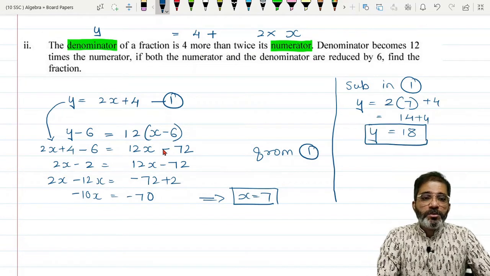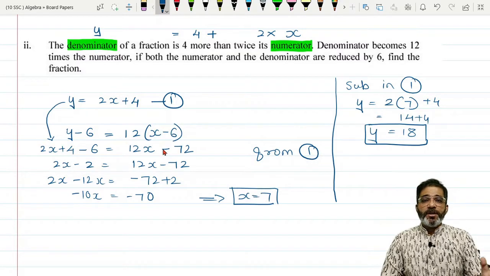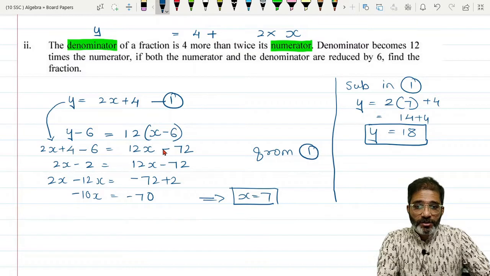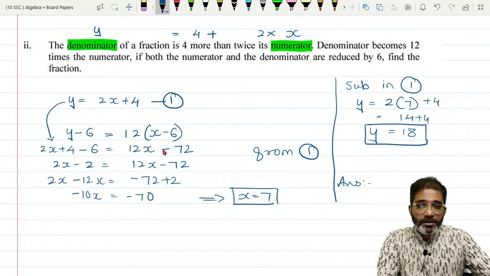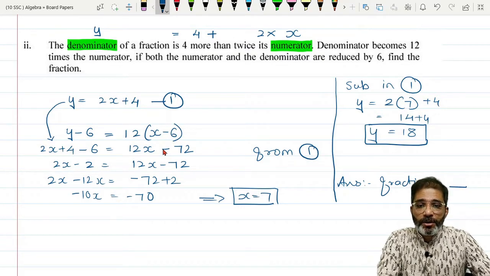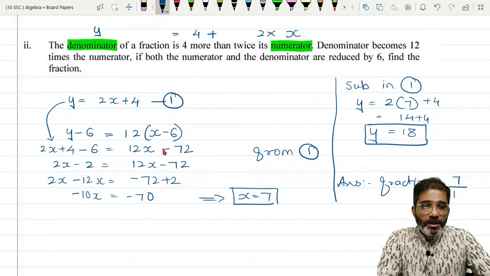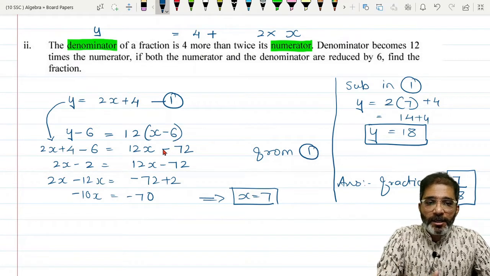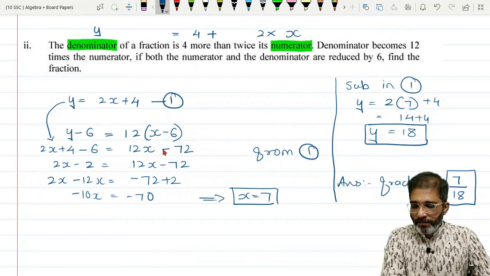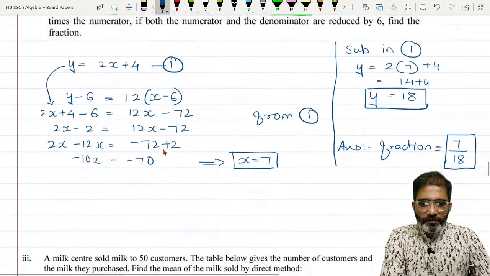Okay, now students, always remember one thing: after we get the value of x and y, the sum is not yet over, because the question is you have to find out the fraction. So the final answer is the fraction. What is a fraction? When you write a fraction, it is always numerator upon denominator. So numerator is 7 and denominator is 18. So the final answer is 7 by 18, not 7 and 18. Okay, because we have to write the fraction. Okay, chalo. So that sum we finish.